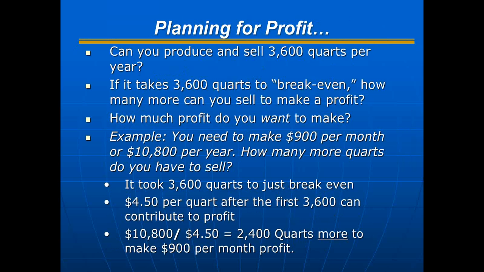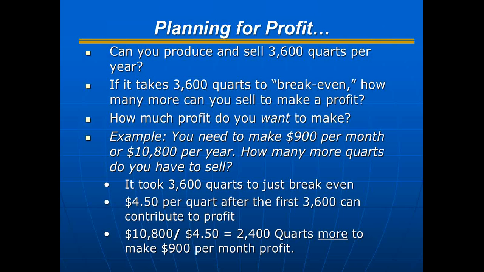Now, when we're doing our analysis to see if this is feasible or not, can you produce and sell 3,600 quarts per year? And if it takes that much just to break even, how many more could you sell to make a profit? And how much profit do you need or want to make? So in this example, we're going to use $900 per month, or $10,800 per year, is what is needed in profit off of those berries in order to meet your goal.